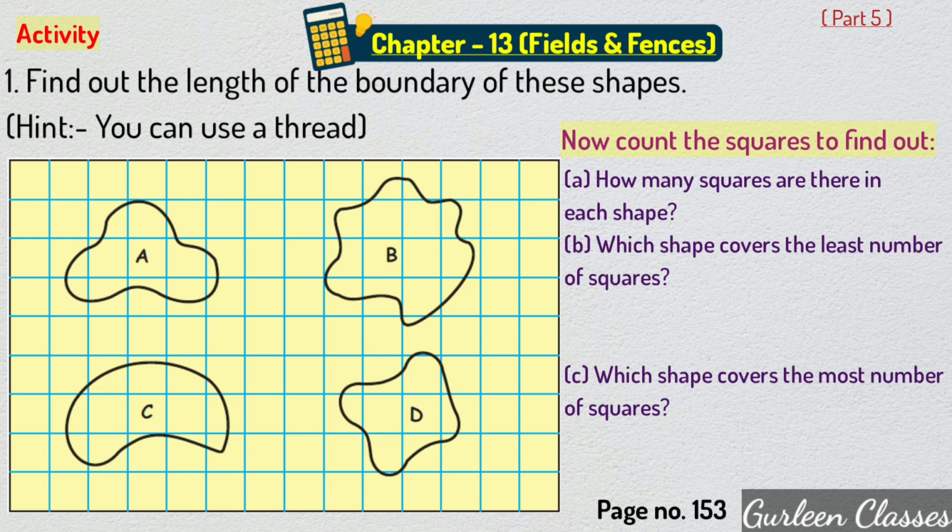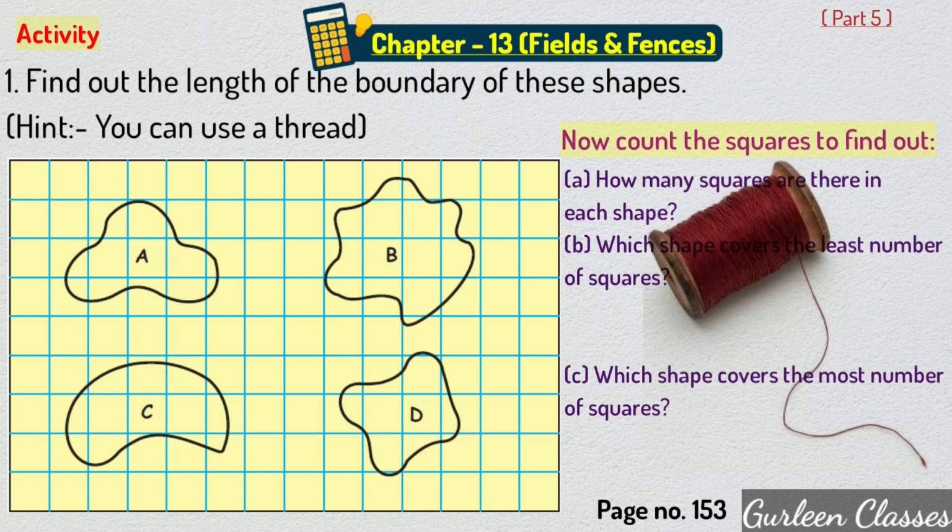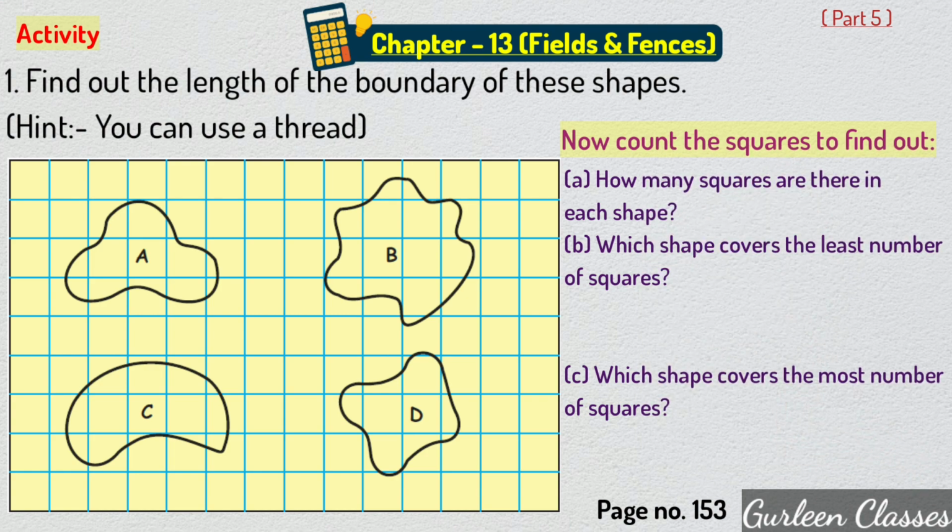To find the length of the boundary of the shapes given in the figure, the first step is to take a thread. Now students, place the thread over the figure along the boundary and cut the remaining thread, which is the extra thread. You can cut what is not necessary to cover exactly the boundary of the figure. Now measure the length of the thread. Do the same for all the figures. You have to measure the length of the thread with the help of a scale. So that much will be the perimeter.